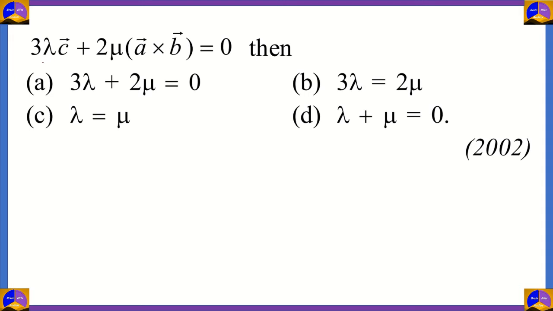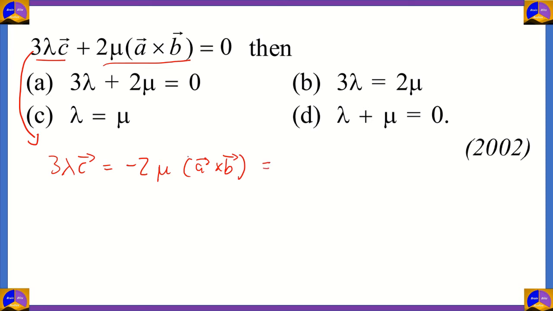Let's look at the next question. 3 lambda c bar plus 2 mu times a cross b equals 0. Then which of these relations is true? Now from the above relation given in the question, we can write 3 lambda c bar equals minus 2 mu times a cross b. So minus of a cross b will always be written as b cross a. So the right hand side now becomes 2 mu times b cross a.